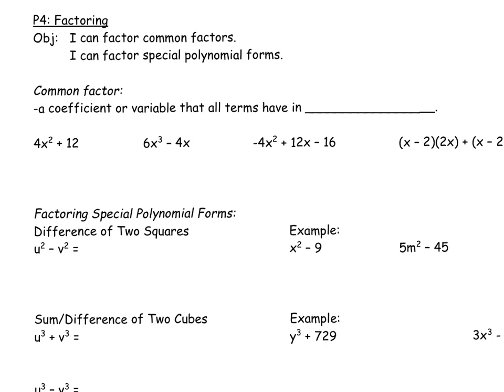The next lesson in the prerequisite chapter is P4 factoring. This lesson will help us in graphing, it will help us in solving pretty much throughout the semester. We'll use common factors and we'll look at special polynomial forms. A common factor is simply a coefficient or variable that all terms have in common.